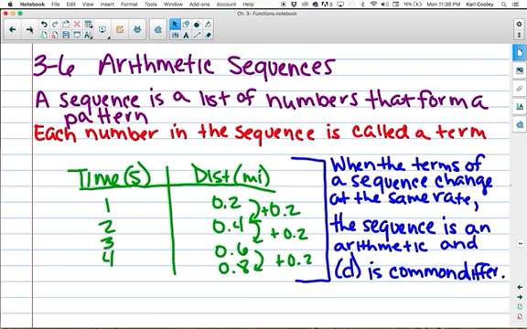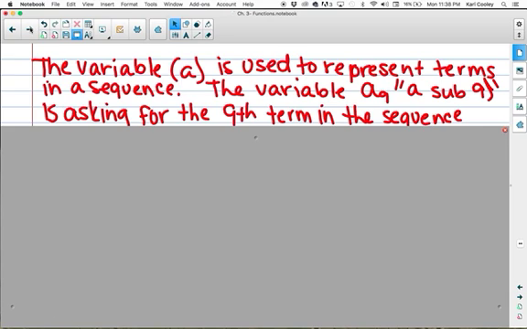Okay, so with that, we're also going to be using now the variable a. It's going to be a capital A. However, I'm going to ask that you actually write it like a lowercase a, just bigger. I know it sounds weird, but that's just the format of how to write this. So the variable a is used to represent the terms in a sequence. The variable a with this little 9 here, we say it as a sub 9. So this a sub 9 is simply asking for the 9th term of the sequence. So whatever this little number is attached to my a, that's just referring to the term in that sequence. That's that number term.